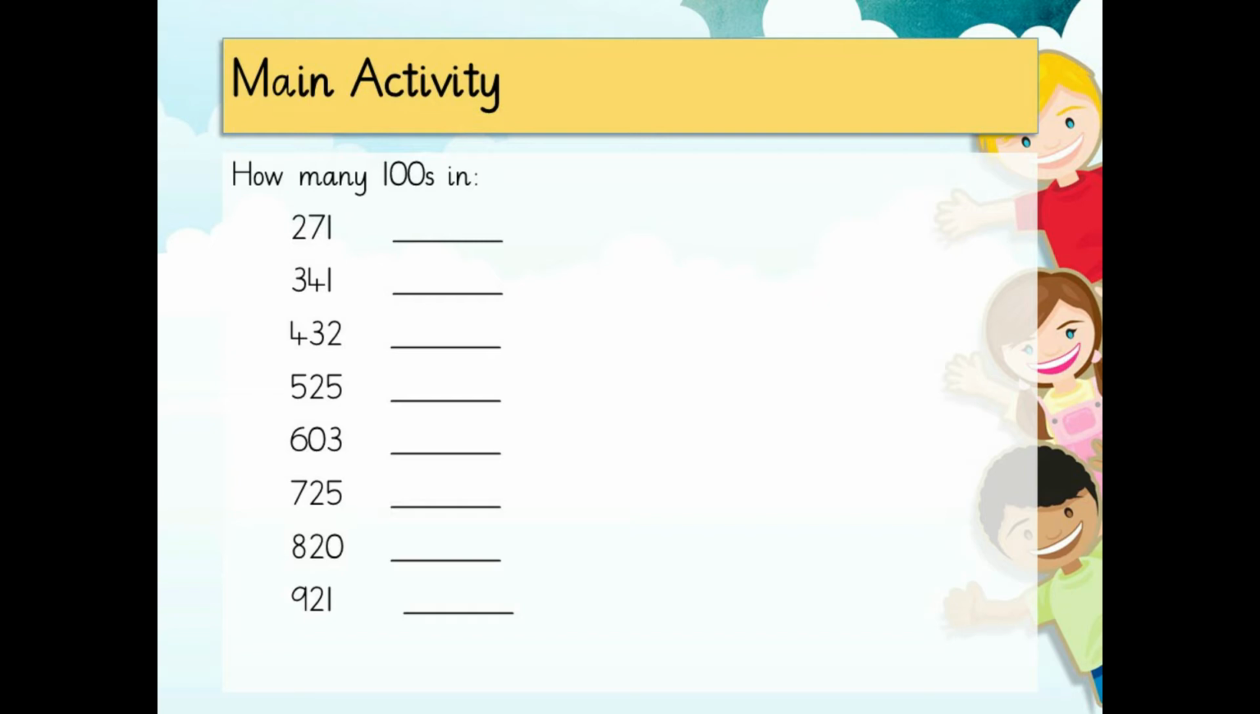And 725 has 7 hundreds. 820, the second last number. How many hundreds are there? Yes, there are 8 hundreds. And the last number, 921, has 9 hundreds. Yes, correct.